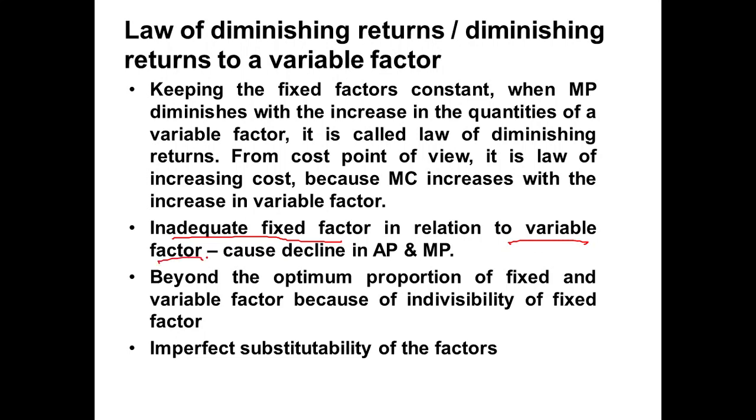After a certain point, you can see after the third worker in the table, the previous table, as I told you, the contribution of the fourth worker, the fifth worker, the sixth worker keeps on declining, and the seventh worker is contributing nil. If you can check the table, right? So that caused a decline in both average product as well as marginal product.